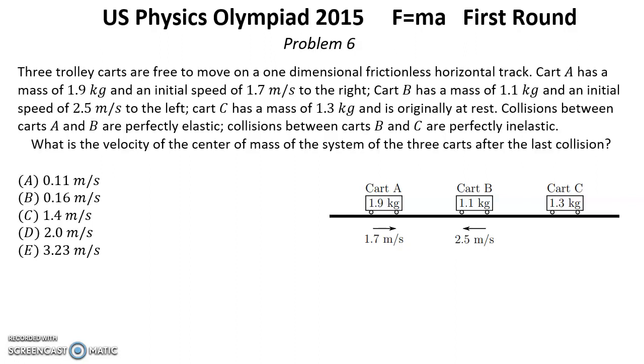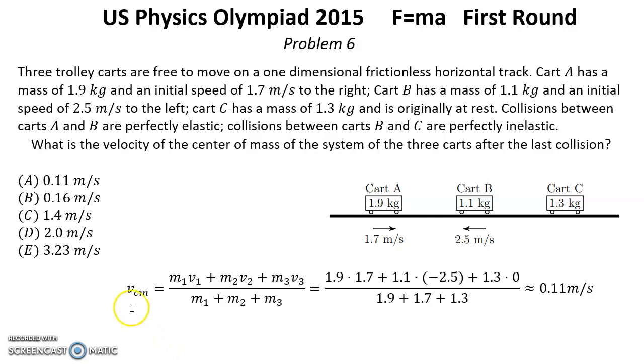Solution. Because this system is not affected by any external forces, there is no friction, the velocity of the center of mass is not changing. It's not affected by any amount of collisions. So we can count just the velocity of the center of mass before all collisions. That will be this formula, which is total momentum divided by total mass, which after all calculations will be about 0.11 meters per second, which is answer A.